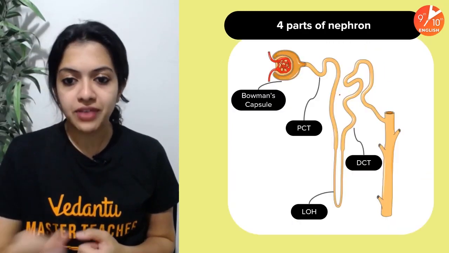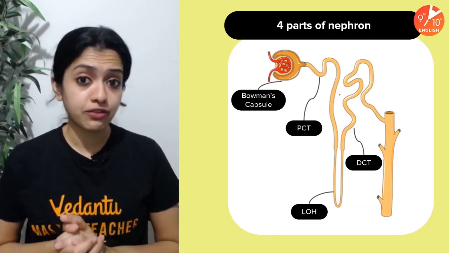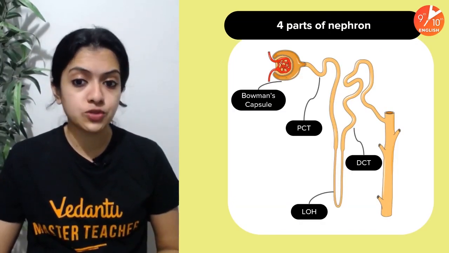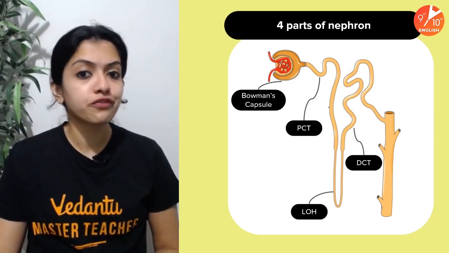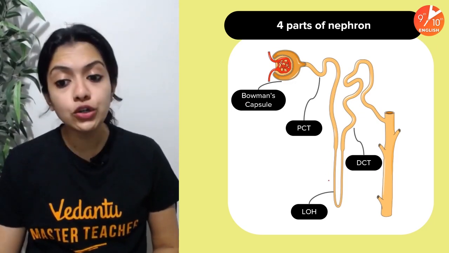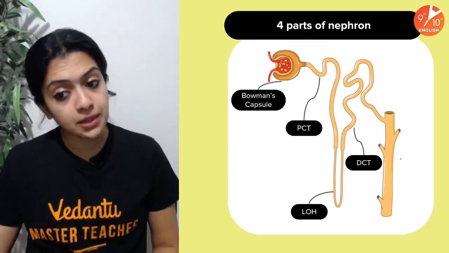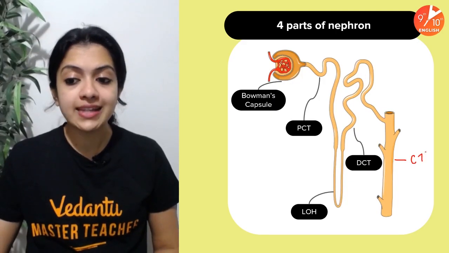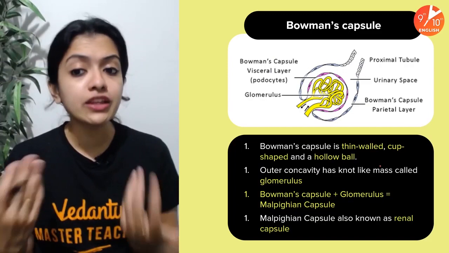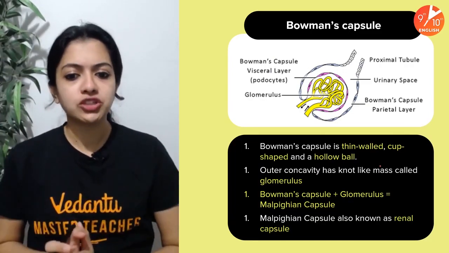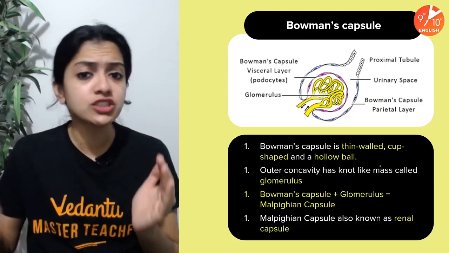Now talking about the 4 major parts of the nephron, which are the Bowman's capsule, which is this capsule-like structure, followed by the proximal convoluted tubule, followed by the loop of Henle, and finally the distal convoluted tubule. And ultimately, there's also what we call the collecting tubule or the collecting duct. All of this together helps in urine formation. So just for your information, we've also put in all the information of each of these parts.